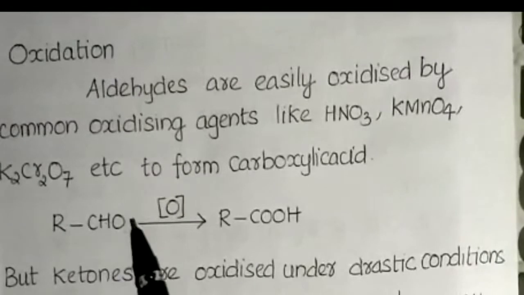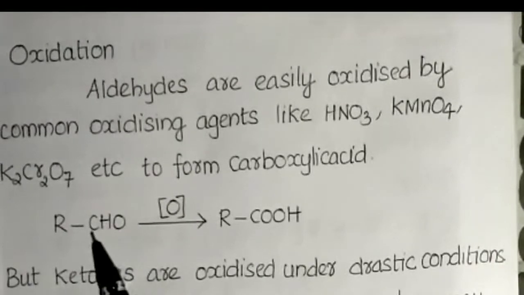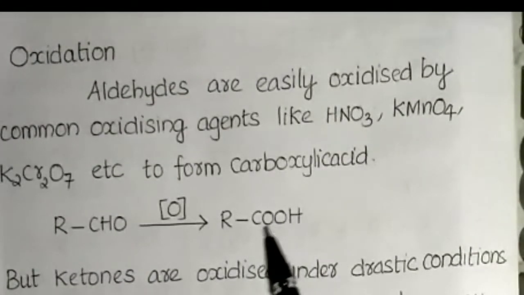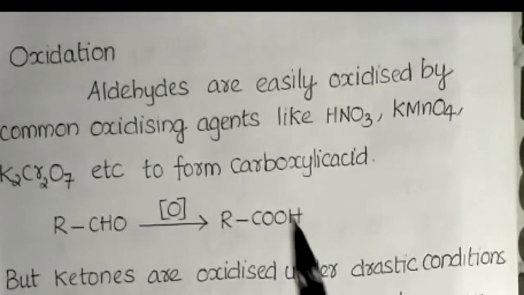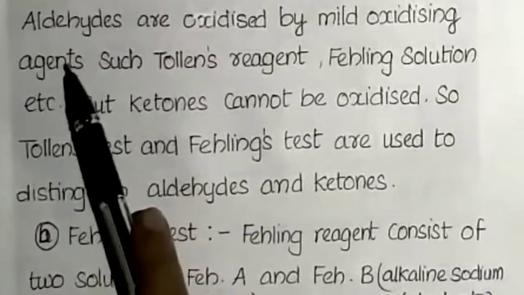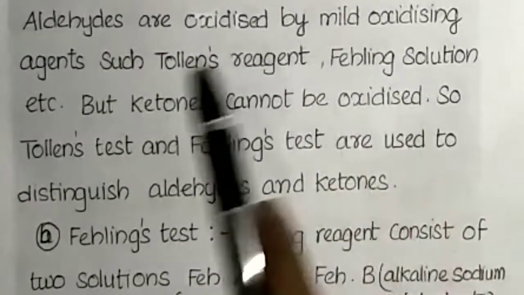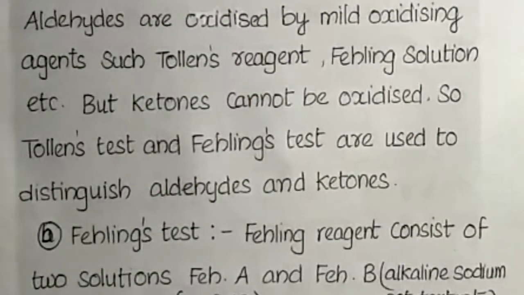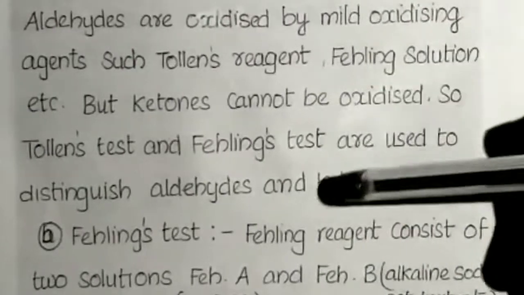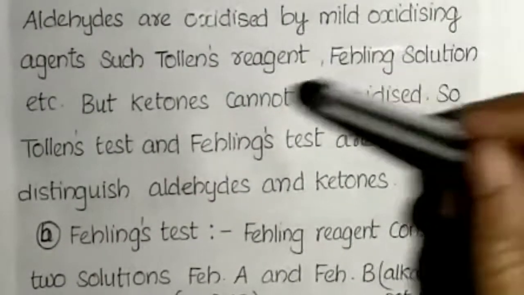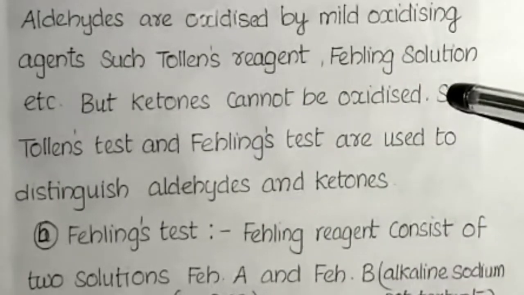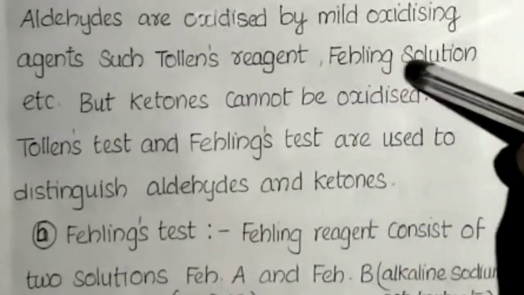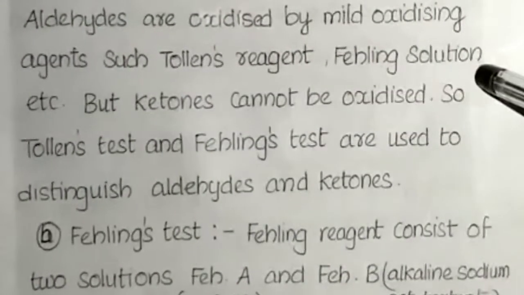Here one oxygen atom is added, giving RCOOH. This is the oxidation of aldehyde. The important thing is that aldehydes are oxidized by mild oxidizing agents, but ketones are oxidized by strong oxidizing agents under drastic conditions. Aldehydes are oxidized by mild oxidizing agents such as Tollens reagent, Fehling solution, etc. But ketones cannot be oxidized by Tollens reagent, Fehling solution, etc., because they are mild oxidizing agents.